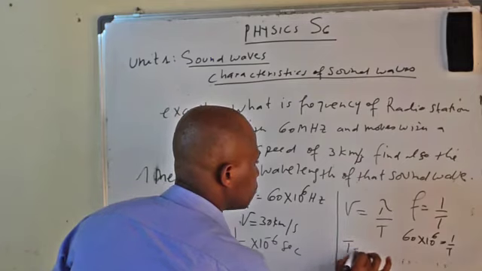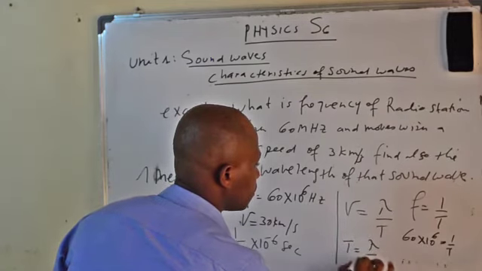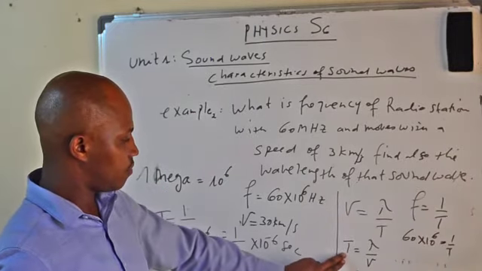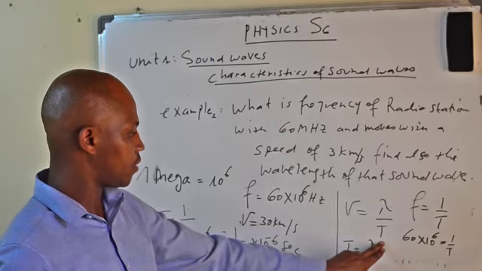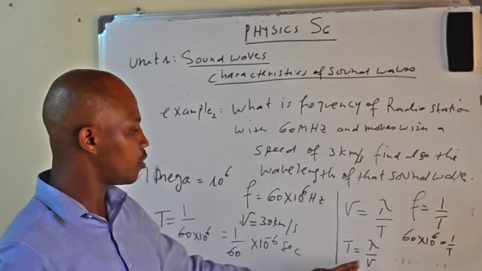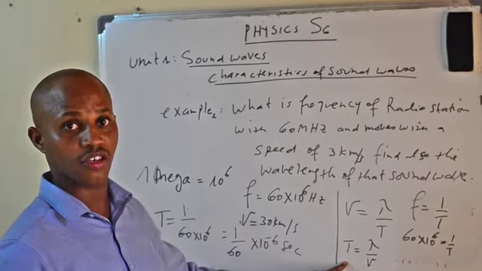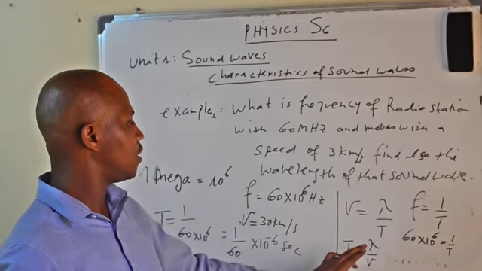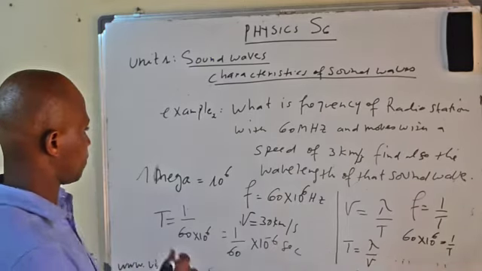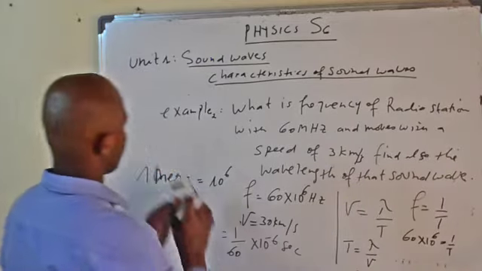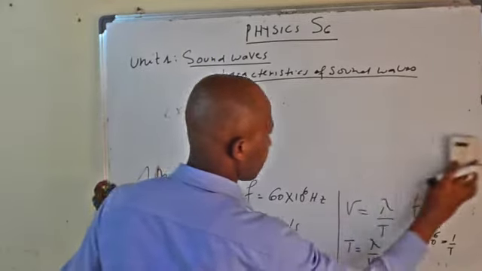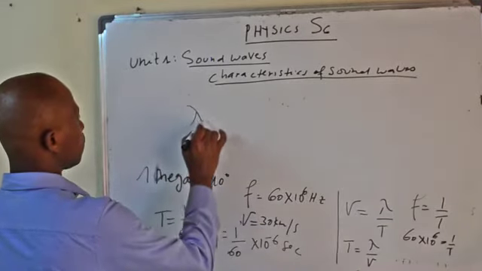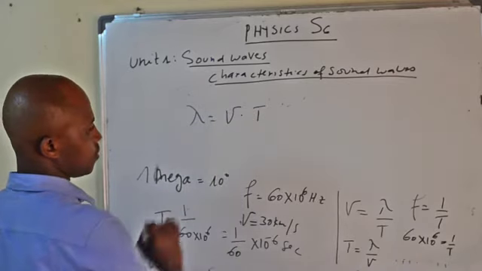Now, let us go to the period. So the period will be equal to wavelength divided by speed. If you have the period and you don't have the wavelength, but we have the speed, is it possible to find this period? The answer is no. Now, let us see how we can first find the wavelength. The wavelength will be equal to the speed times the period.